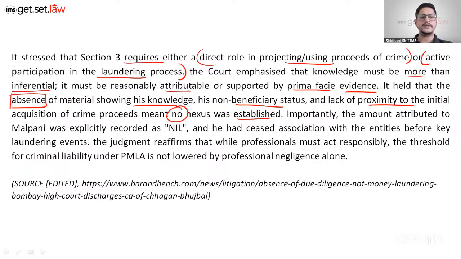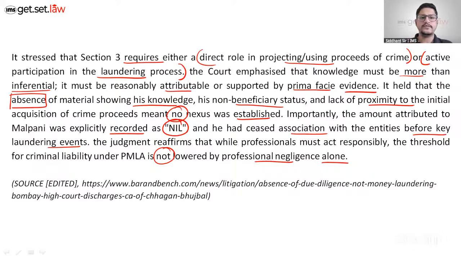Importantly, the amount attributed to Malpani was explicitly recorded as nil. And he had ceased association with the entities before the key laundering events. Okay. Now, the judgment reaffirmed that while professionals must act responsibly, because he was a chartered accountant, a professional, the threshold for criminal liability is not lowered by professional negligence alone. That means that whatever criminal liability has been provided under the Prevention of Money Laundering Act, it will not be lowered just because you were negligent. So that is why it says professionals should act responsibly.